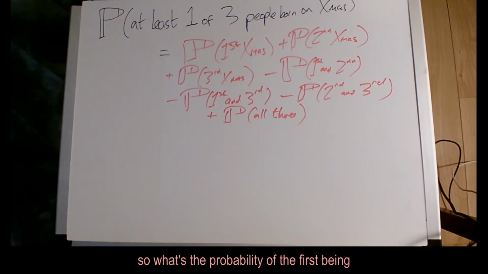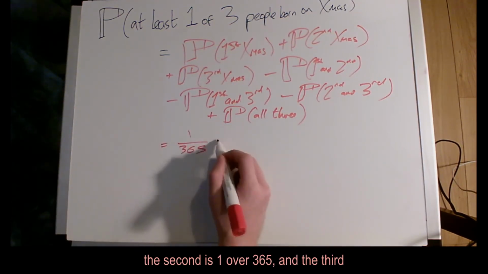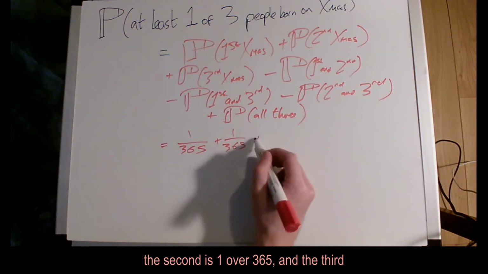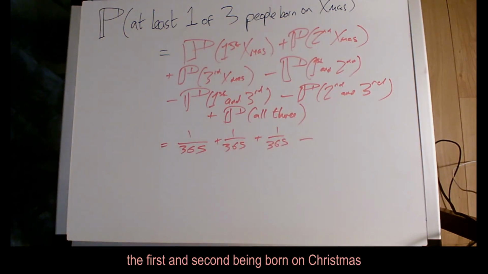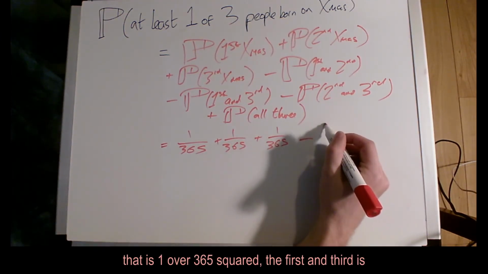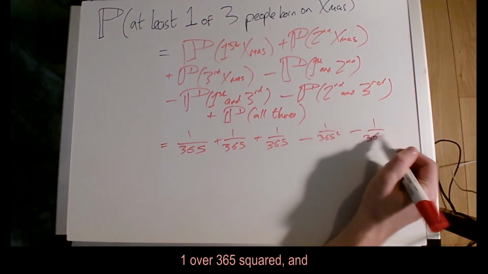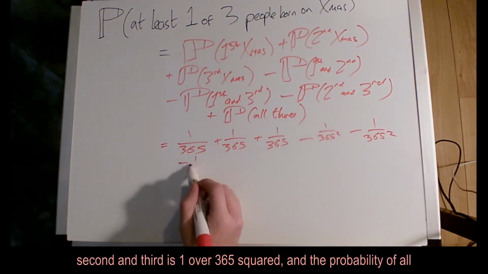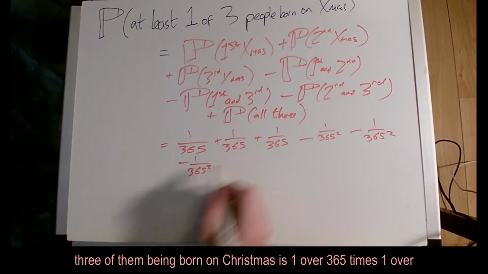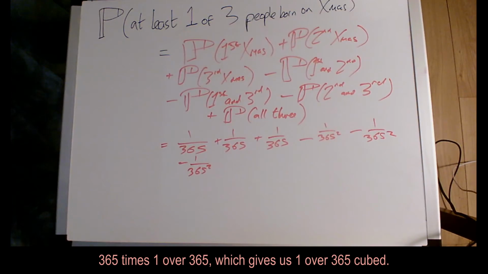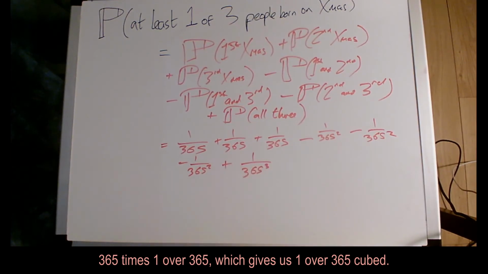So what's the probability of the first being born on Christmas? That is 1 over 365. The second is 1 over 365. The third being born on Christmas is 1 over 365. Minus, what's the probability of the first and second being born on Christmas? So that is 1 over 365 squared. First and third is 1 over 365 squared. And the second and third is 1 over 365 squared. And the probability of all 3 of them being born on Christmas is 1 over 365 times 1 over 365 times 1 over 365, which gives us 1 over 365 cubed.